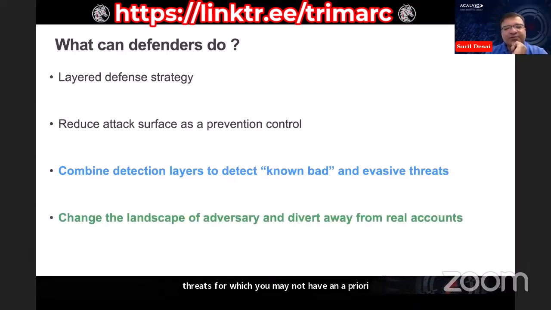Then one other important aspect for defense teams to consider is that if you can change the landscape of the attacker and divert them away from the real accounts, that is another effective mechanism, because diversion is also an important technique in cybersecurity. Detection is a good thing, but diversion can be even more effective, because if you can take the attacker away, then you're buying time for the defense. And when you're talking about runtime threat detection, time is of the essence. That's where diversion plays a role.